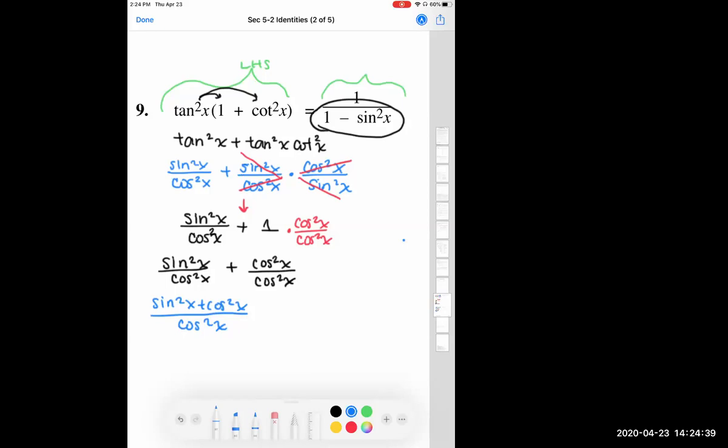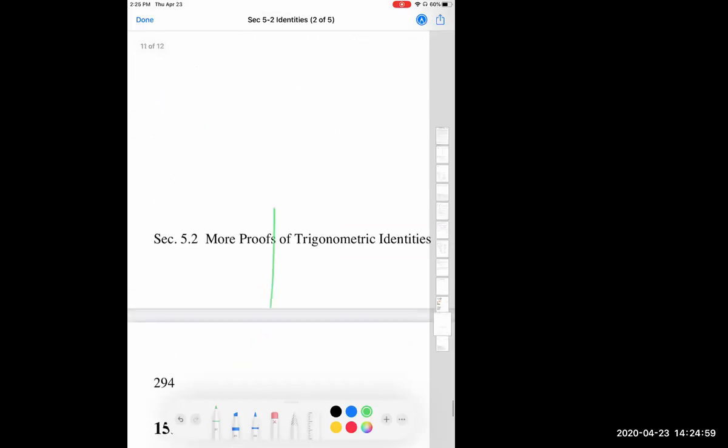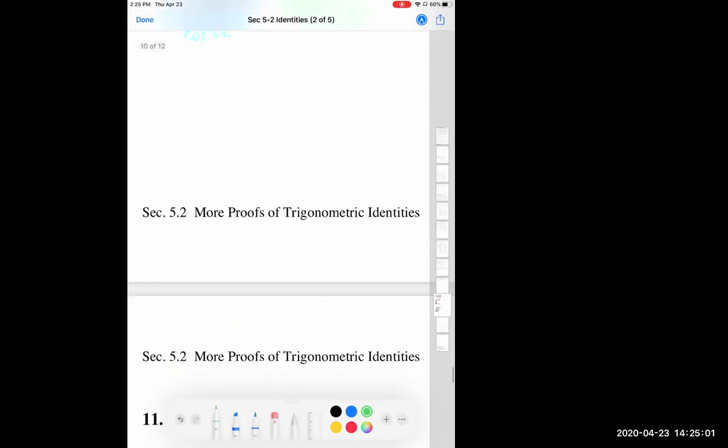Okay, so we're going to use 2 Pythagorean identities. That's what we're going to use. So we know sine squared plus cosine squared equals 1. And we're going to use that in our problem.